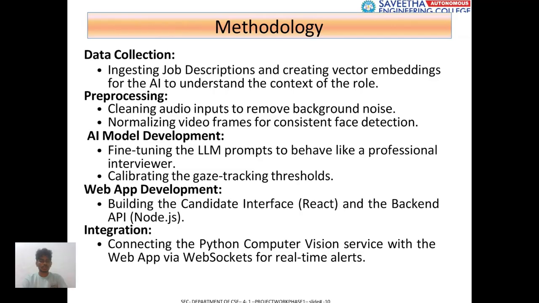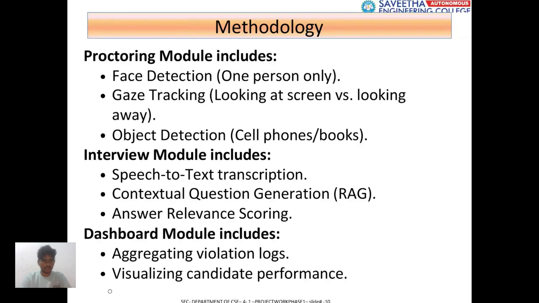This is our use case diagram. We have a candidate, recruiter, and AI system. First of all, the candidate has to register, log in, and start the interview. These are some use cases of our app. This is a class diagram, how it works. This is the sequence diagram.